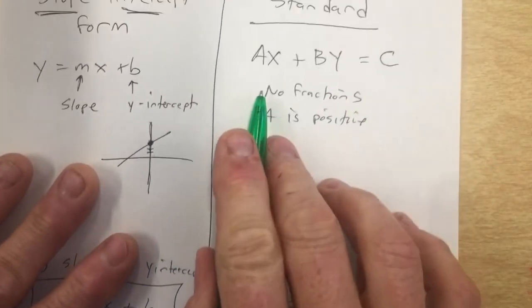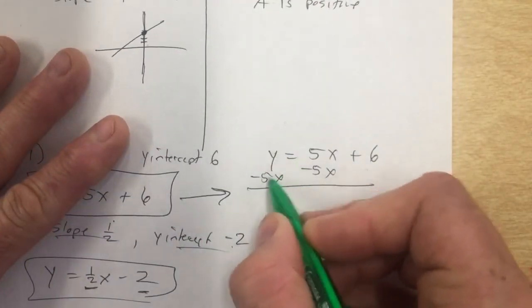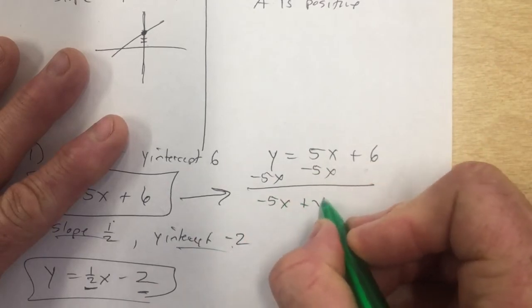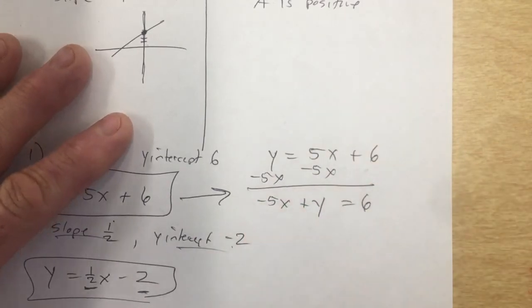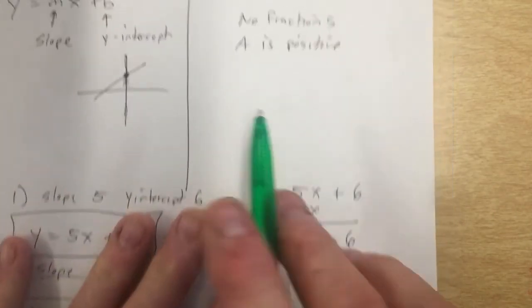Now my x's are first and then my y's. On this one, my x's will go first. I can't put them together because they're different. So I got -5x plus y equals 6. There you go, we're all in the right places, but here's the thing.